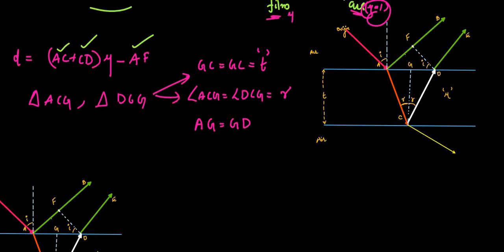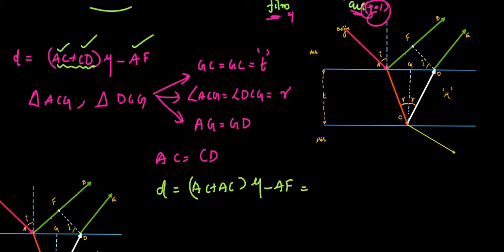So from this, we have three things: GC, which is equal to thickness, angle ACG is equal to BCG is equal to R, and AG equal to GD. So from these three, we can write AC is equal to CD. So this equation becomes, when AC equal to CD, D is equal to AC plus AC, since AC equal to CD, into mu minus AF, which is equal to 2 into AC into mu minus AF.